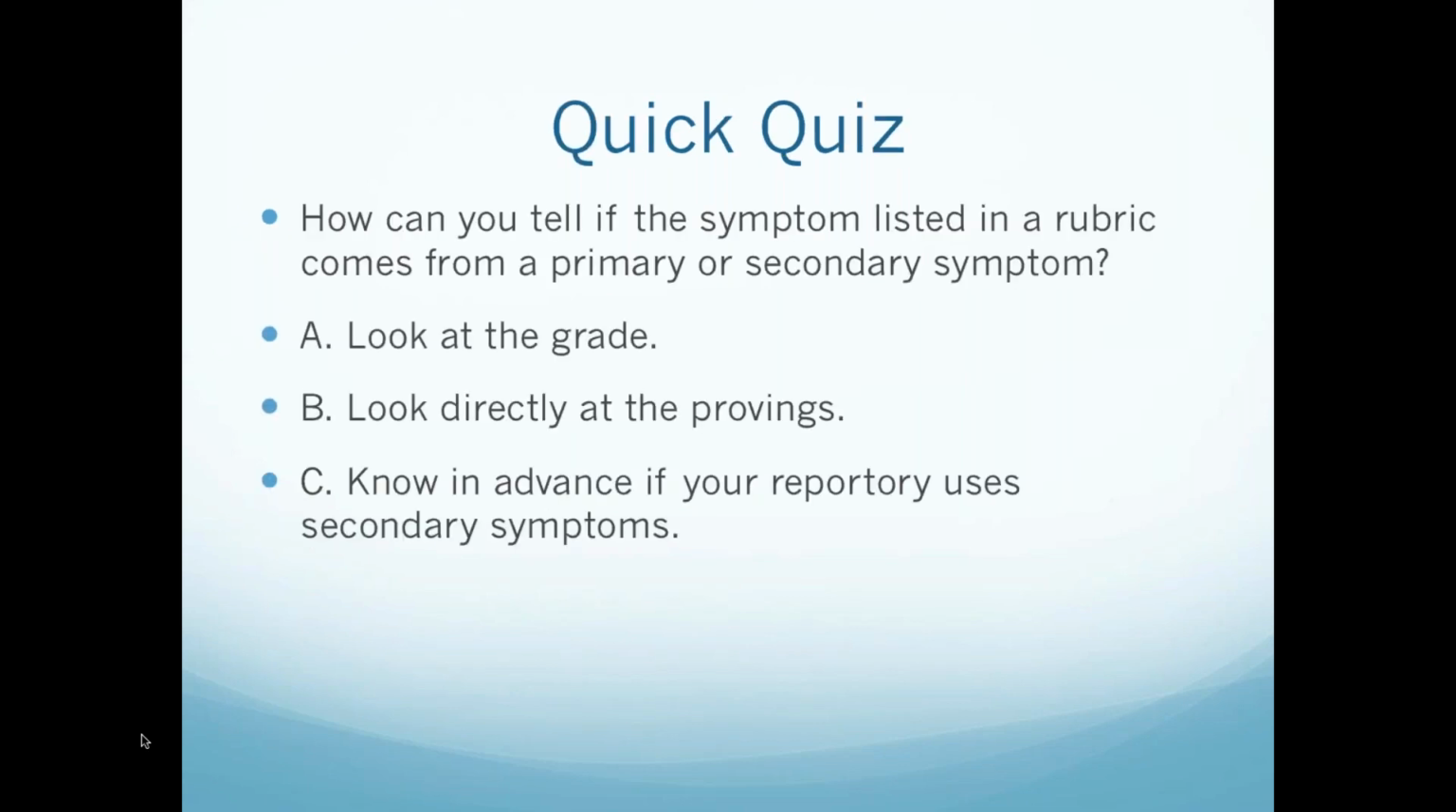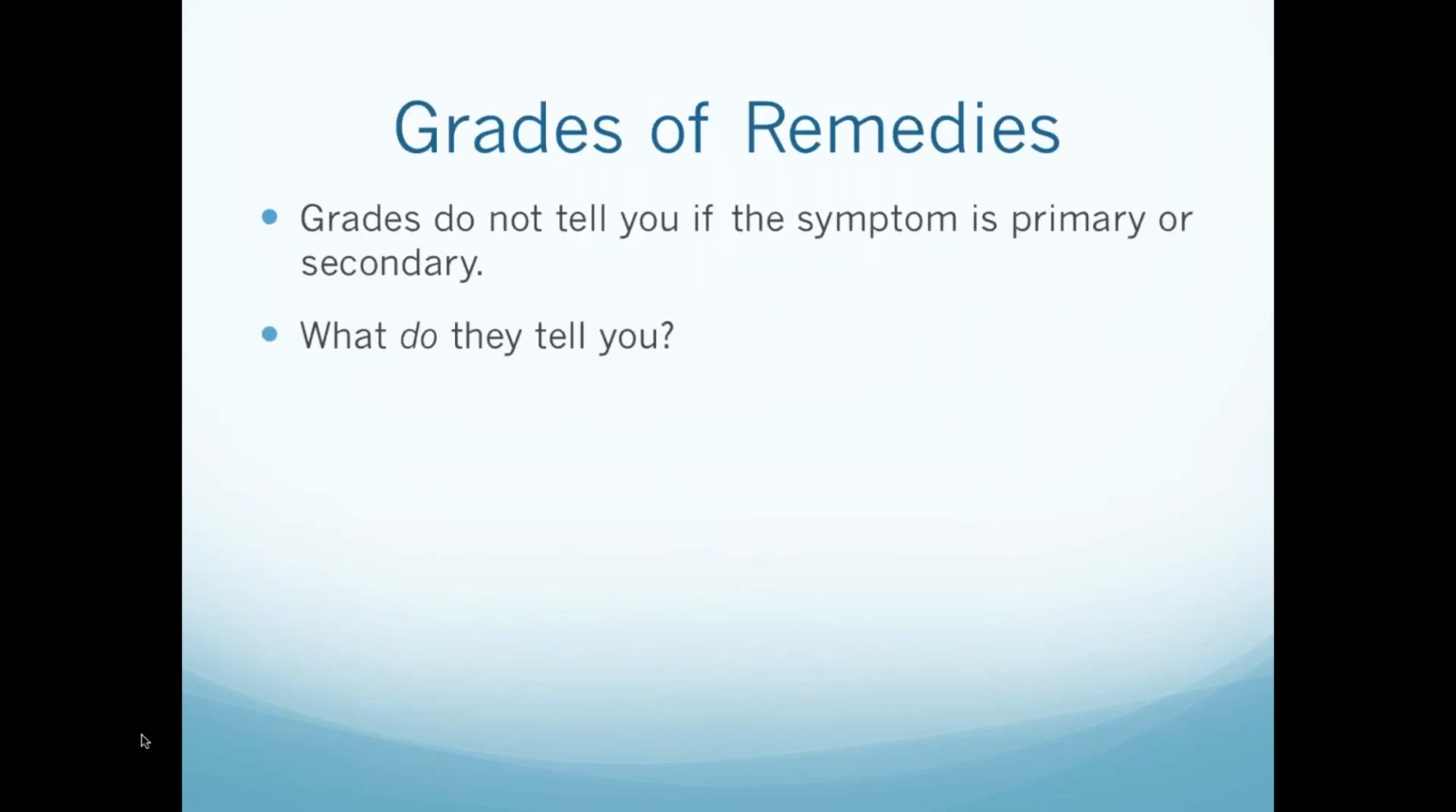You need to know in advance if your repertory uses secondary symptoms. And TBR2 does not. It just uses primary. So grades don't tell you if the symptom is primary or secondary. What do they tell you?